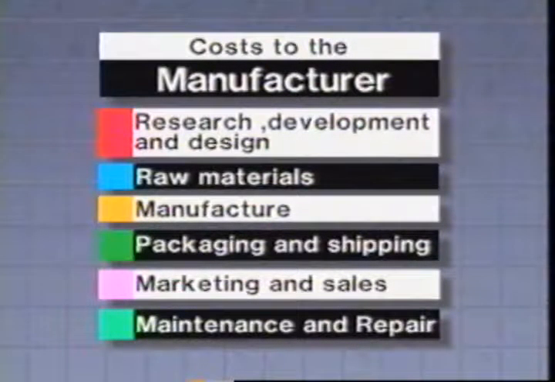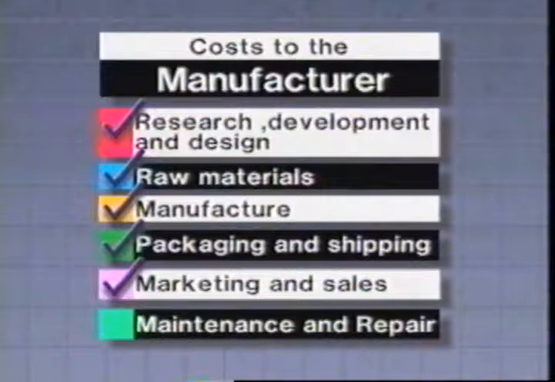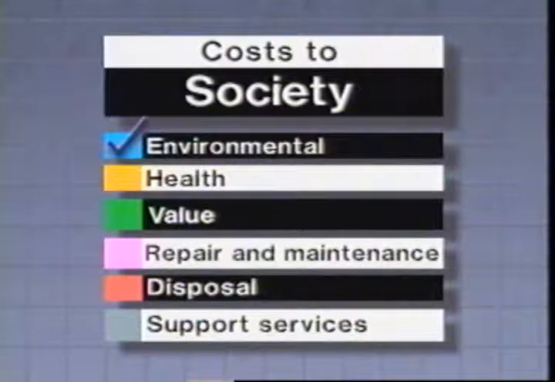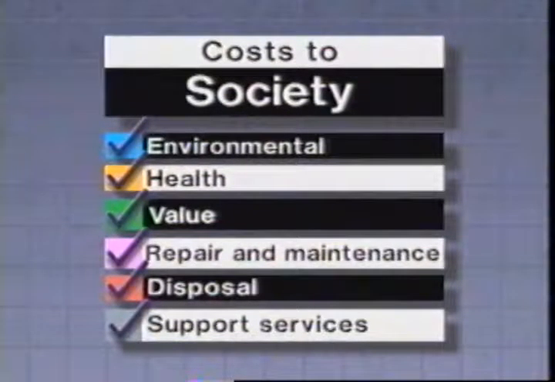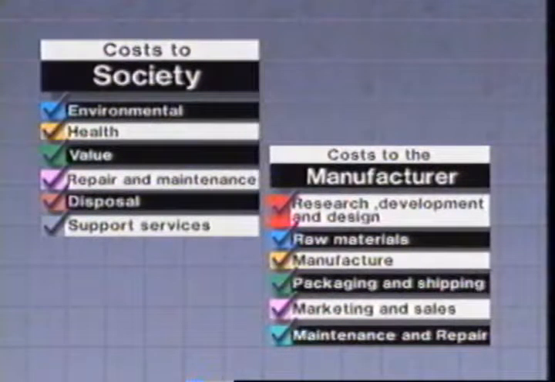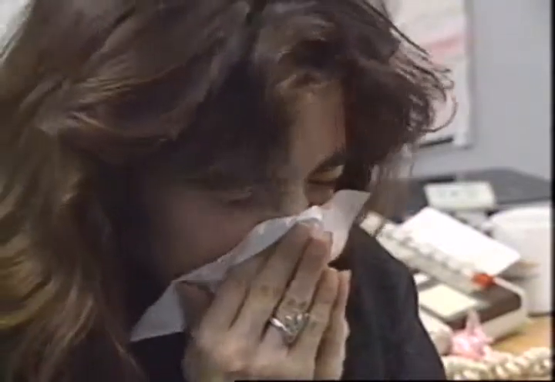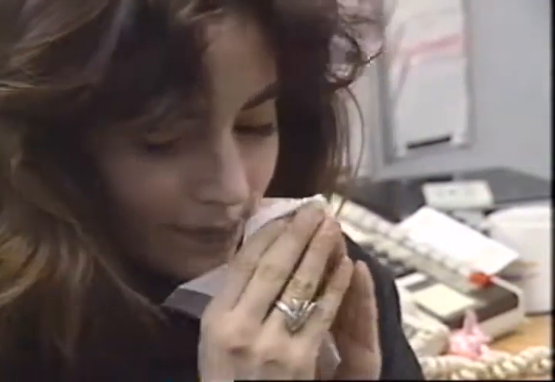For any product, the manufacturer must cover the costs for research, development and design, raw materials and manufacture, packaging and shipping, marketing and sales activities, and the creation of maintenance, repair and spare part networks. For society, there's the environmental cost of using up energy and non-renewable resources, costs to our health from industrial pollution, costs related to value, including repair and maintenance, costs for waste disposal, and costs to support the complete system from the setting up of government agencies to building roads. Although the costs for manufacturers, consumers, and society are not the same, they must interrelate. And when all the costs for a product are taken into account, it may well be advisable to produce or not produce a throwaway product.